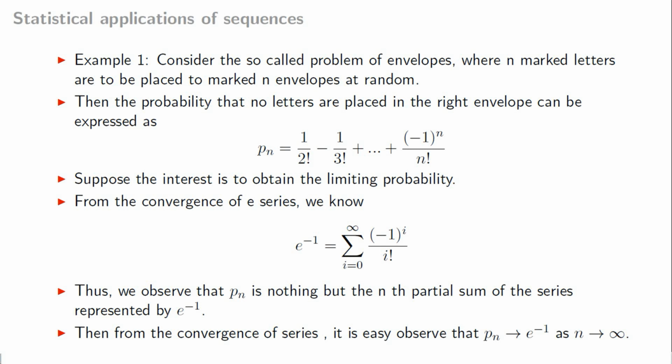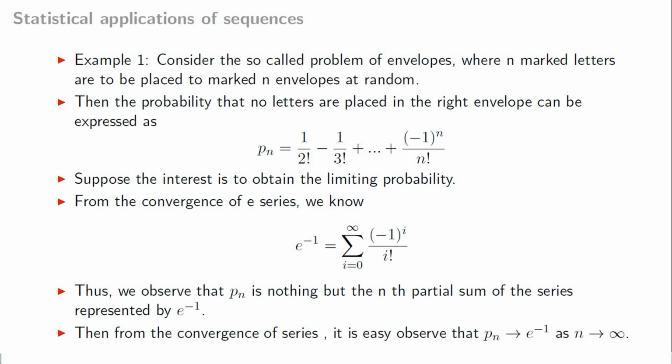This is related to the so-called problem of envelopes. Suppose n marked letters are to be placed in n marked envelopes at random. Then the probability that no letter is placed in the right envelope can be expressed as Pn, which equals 1 by 2 factorial minus 1 by 3 factorial up to minus 1 to the power n divided by n factorial. Suppose the interest is to obtain the limiting probability for this problem.